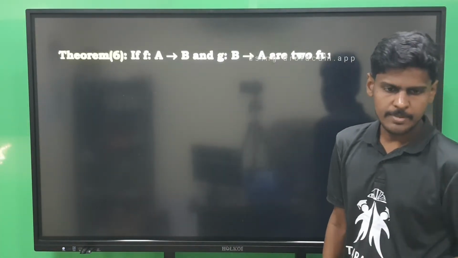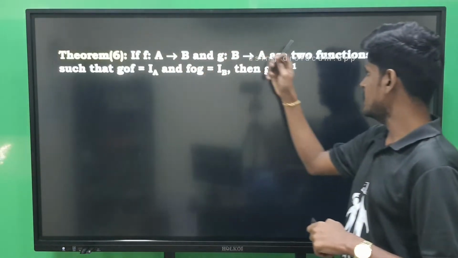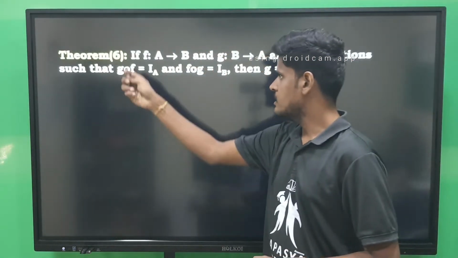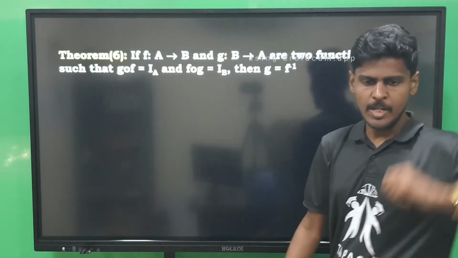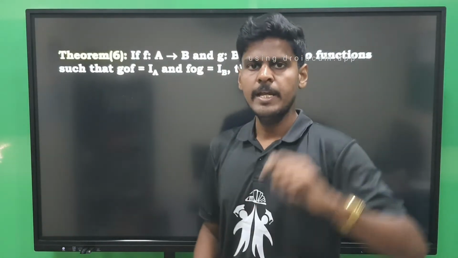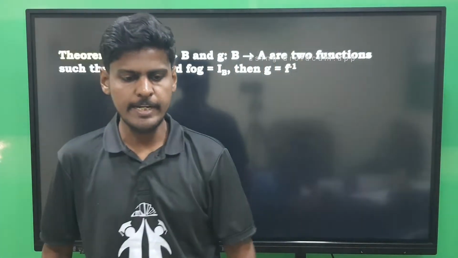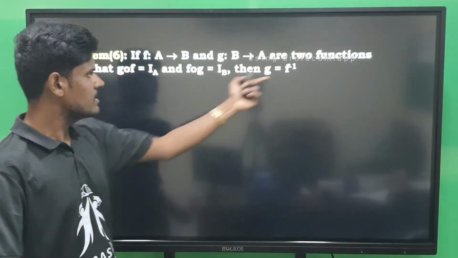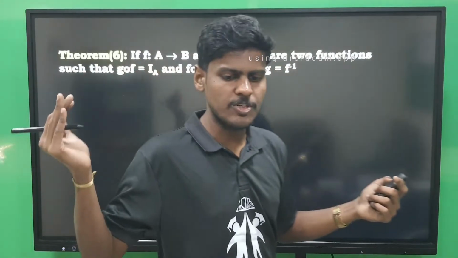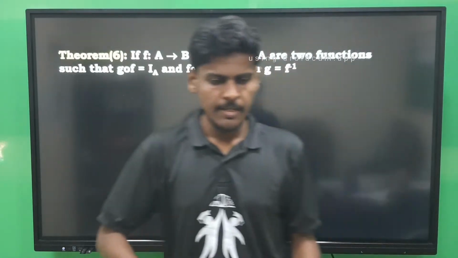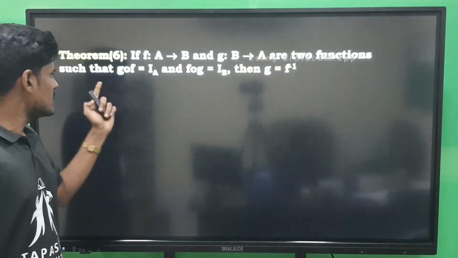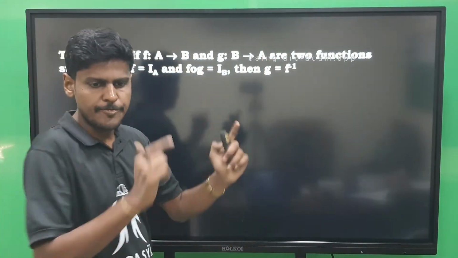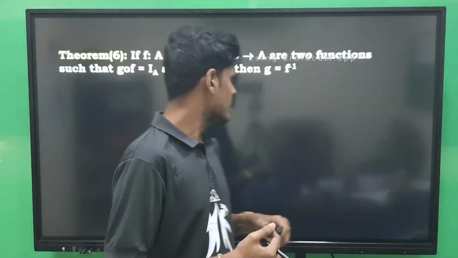Okay, next theorem. F and g are two functions such that g of f equal to identity. In the previous question, what we see? F of f inverse is identity. Now what is given? G of f is identity. That means g will be f inverse. Obvious from the previous question we can identify this. That is, g of f becomes identity, means f and g are inverse of each other.